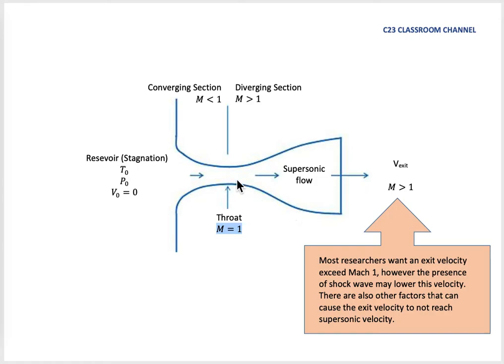This is the usage of the convergent-divergent nozzle. The basic idea is to create flow of more than Mach number 1. Most researchers want an exit velocity exceeding Mach number 1. However, the presence of shockwave, which later on we will learn about, may lower this velocity. There are also other factors that can cause the exit velocity to not reach supersonic velocity.